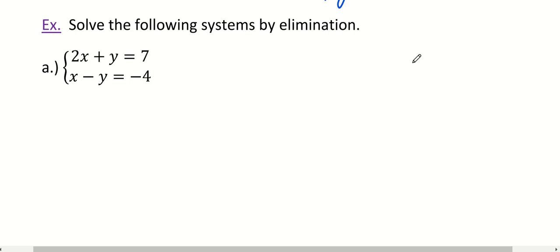Let's look at an example of this. Let's solve the system 2x plus y equals 7, x minus y equals negative 4 by using the elimination method. This is a really good first example because we're already set up to where we need to be. If you look at the y variable in the first equation, we have a positive y. If you look at the y variable in the second equation, we have a negative y. Those two are already equal in magnitude but opposite in sign. So the next step is we're going to add the two equations together.